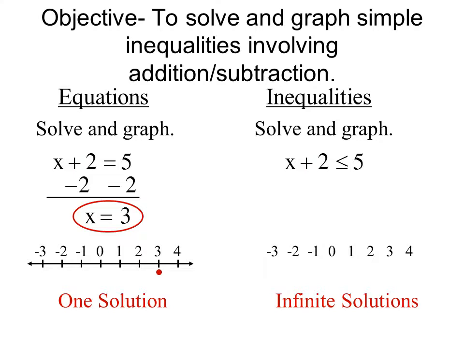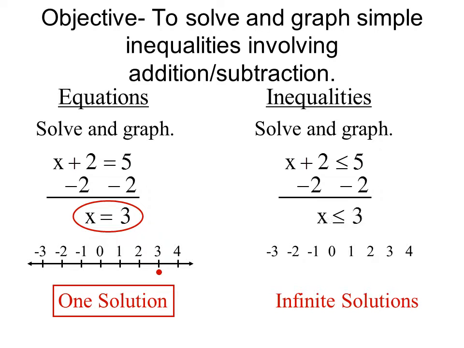So we solve this inequality on the right-hand side the same way. X plus 2 is less than or equal to 5. They just took the equals out and made it less than or equal to. You still just subtract 2 from both sides. And you'll get x is less than or equal to 3.